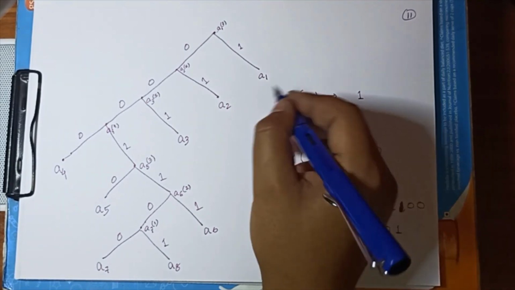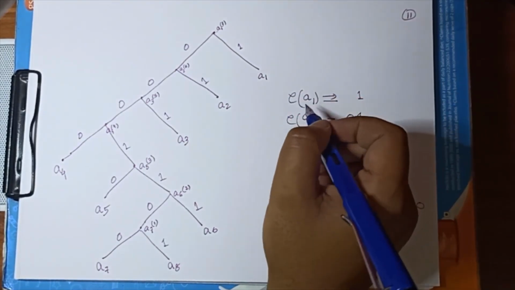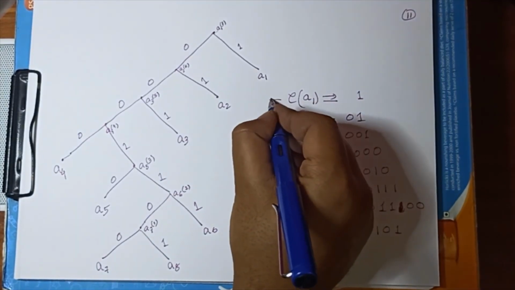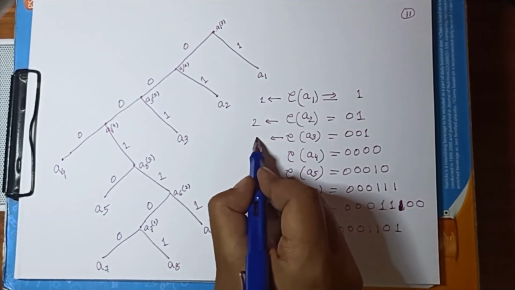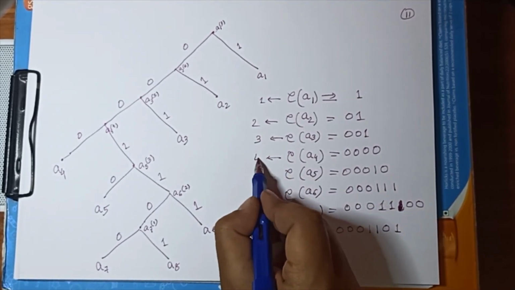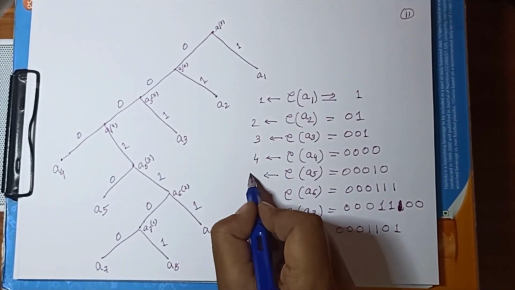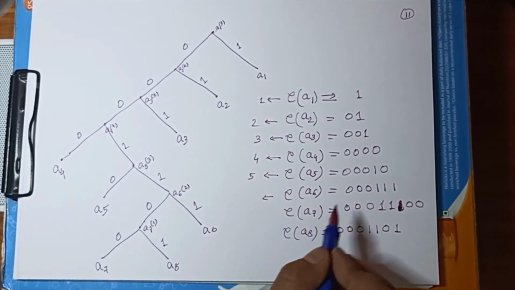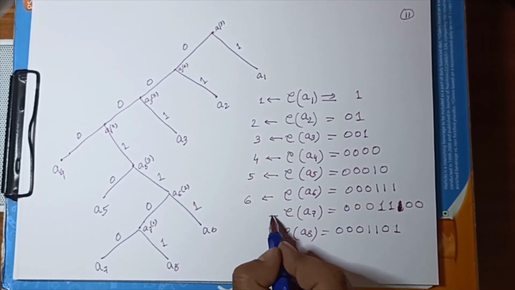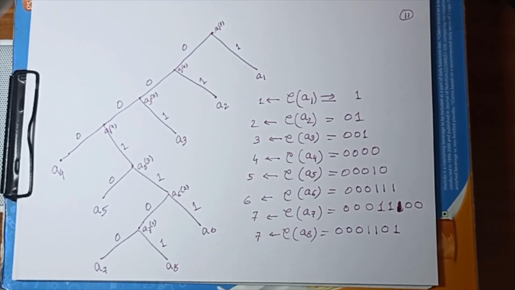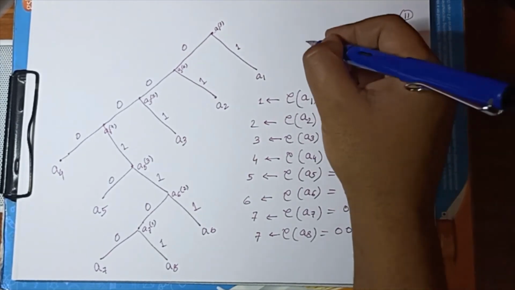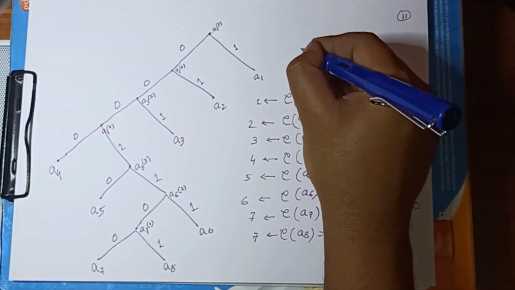So the lengths are, you see the lengths. For A1 the length is 1. For A2 the length is 2. For A3 the length is 3. A4 the length is 4. A5 the length is 5. A6 the length is 6. A7 the length is 7. A8 the length is 7. So these are the lengths, and from here you can compute the expectation of L.